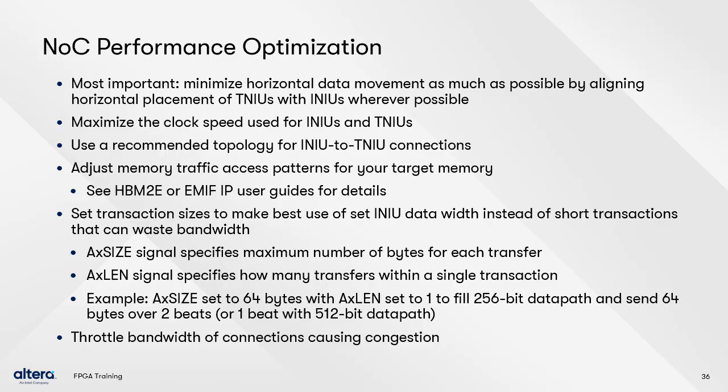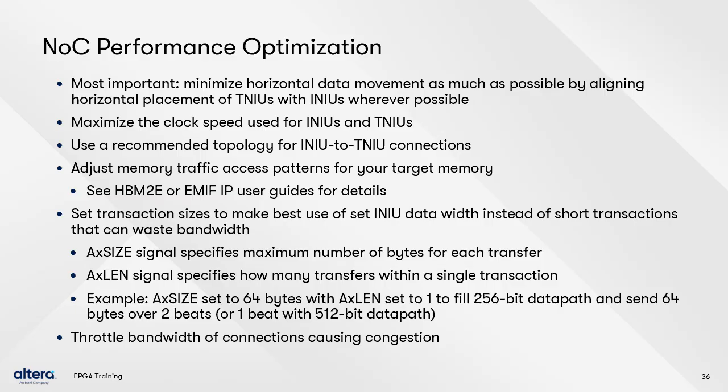For both EMIF and HBM2E, try adjusting the memory access traffic patterns. Certain options and patterns can increase memory bandwidth. Again, see the app note and the appropriate memory IP user guide for details. Adjust the size of AXI4 transactions to make best use of the data widths you've configured. The AX size and AX len signals of the AXI4 standard let you do this easily.